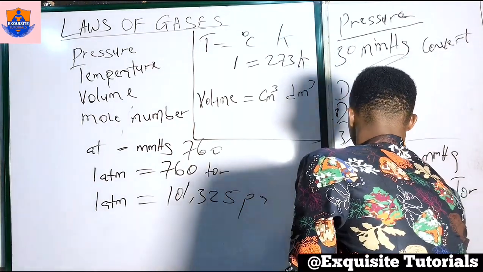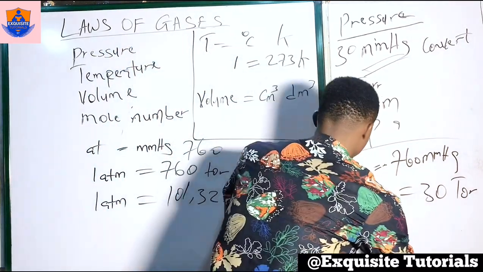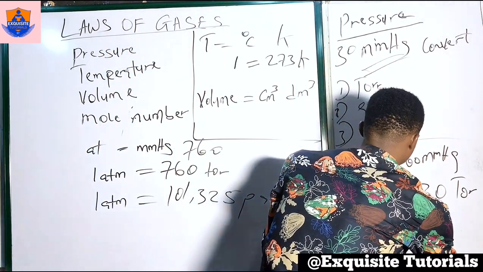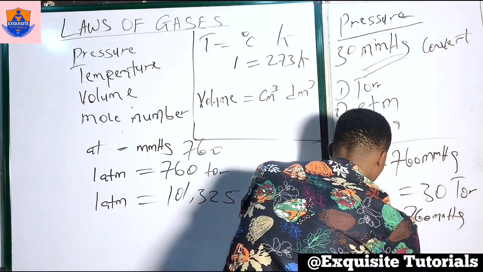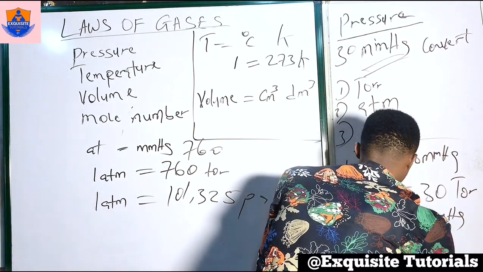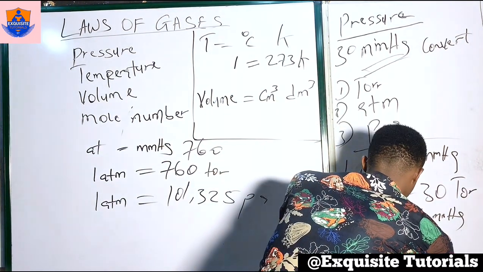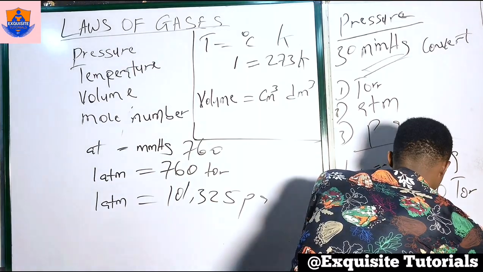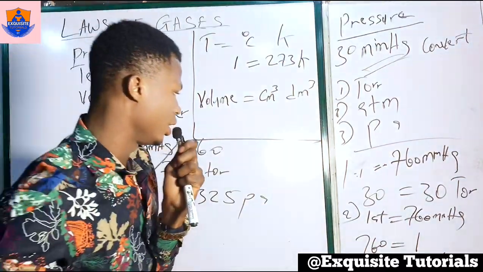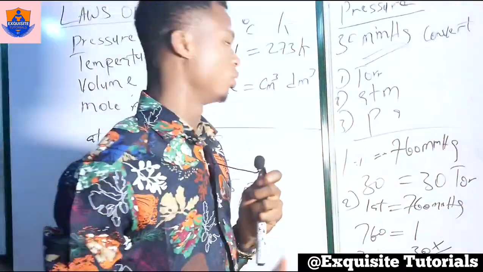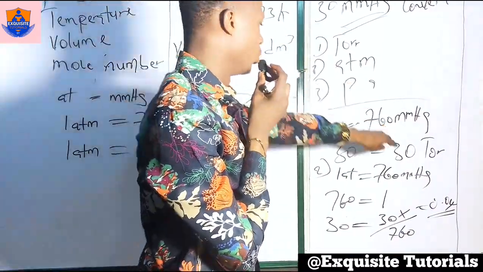Now the second one asks us to convert to ATM. Since 1 ATM is equal to 760 millimeter mercury, and now we have 30, if 760 is equal to 1, we are going to have that 30 is equal to 30 times 1 divided by 760. By the time you punch that in your calculator, you get 0.04, which means we have successfully converted this 30 to 0.04.